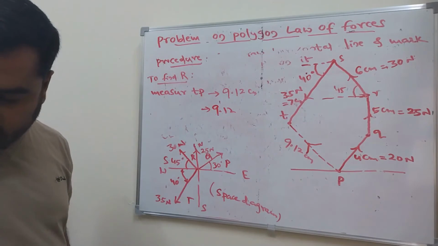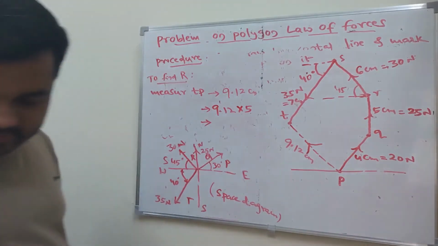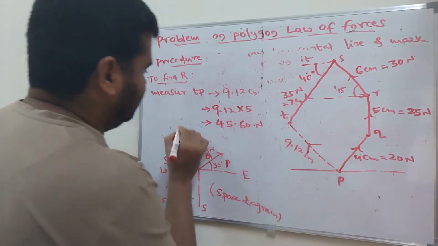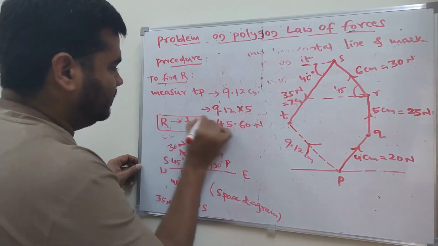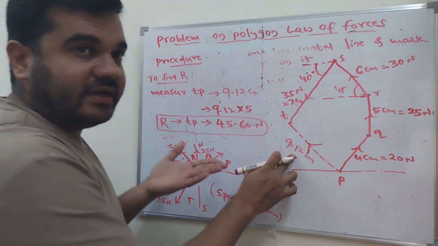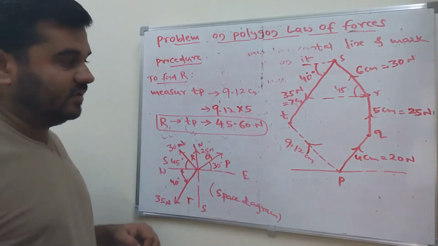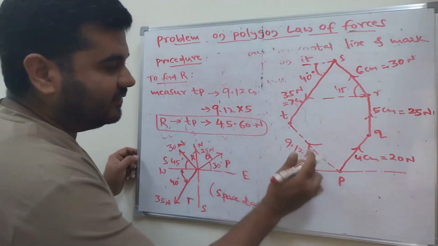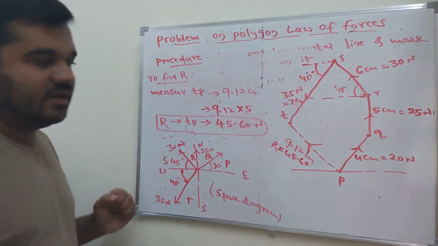So 9.12 multiplied by 5 Newtons, you will get the answer, that is 45.60 Newton. This is how the resultant TP is found. This distance is 9.12. If you convert that into force, it will be 45.60 Newton. Okay. Now, how is the angle here? You need to find out the angle of this resultant. This is nothing but 45.60. That is R.